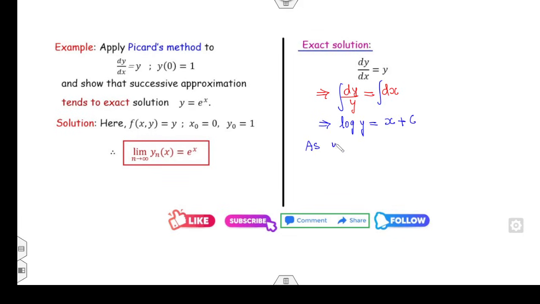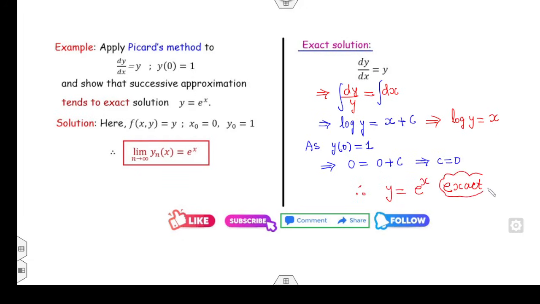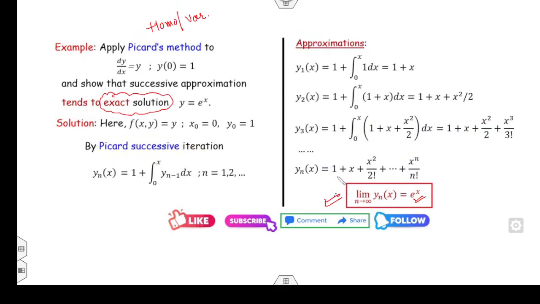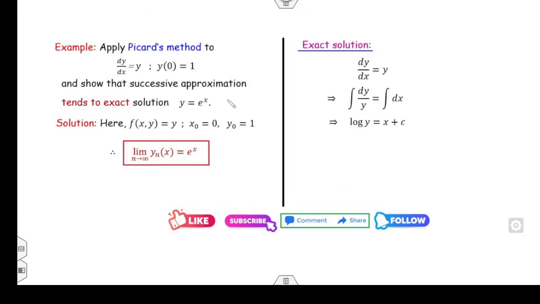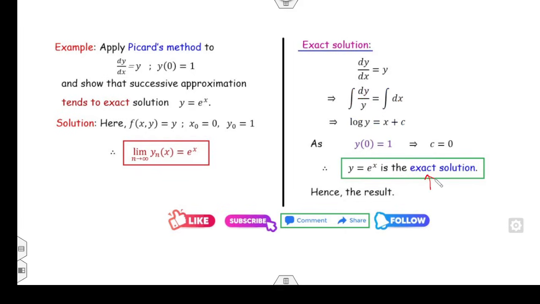Now we can apply the condition y of 0 is equal to 1, which implies log 1 is 0, x is 0, so that implies c is equal to 0. Therefore, this equation becomes log of y is equal to x. So my exact solution is y equal to e raised to power x. And you can see that once we know y equal to e raised to power x is the exact solution, Picard's method also converges to the exact solution. We used the variable separable method, integrated, and got the exact result.